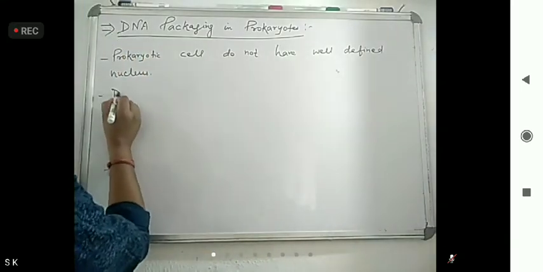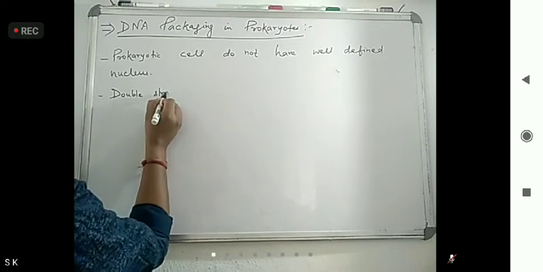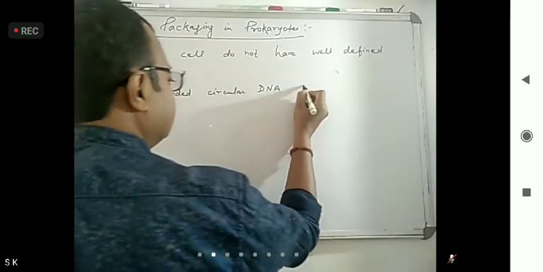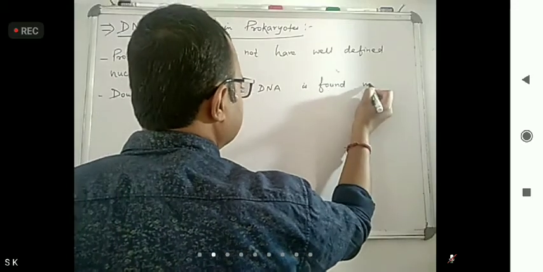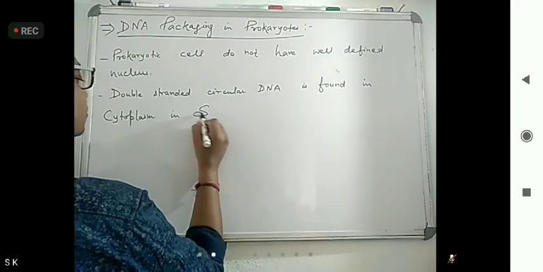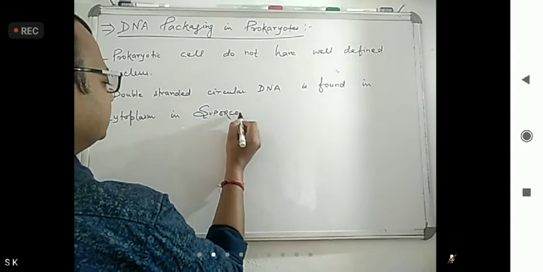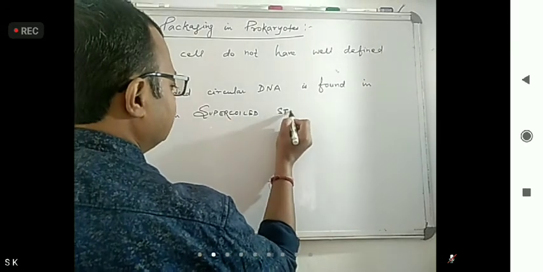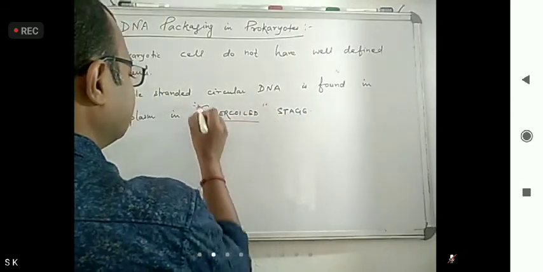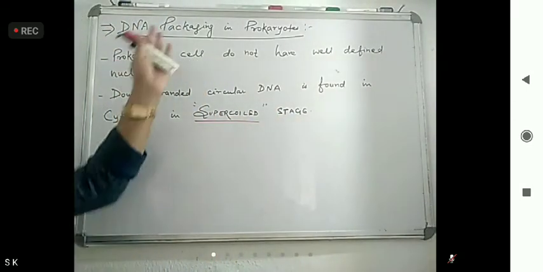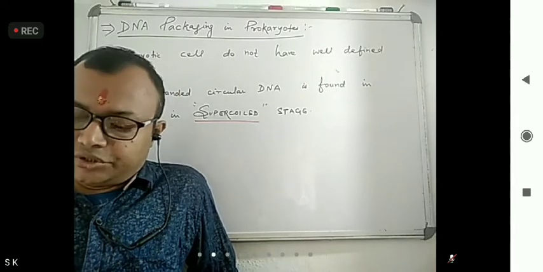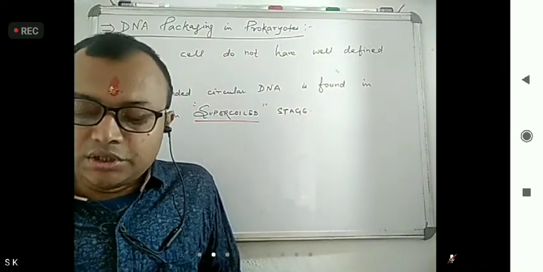So double-stranded circular DNA is found in the cytoplasm in a supercoiled state. This term you have to remember: supercoiled state. Okay. Supercoiling occurs in the cytoplasm in DNA packaging in prokaryotes. Now, this supercoiled structure is called nucleoid or genophore.